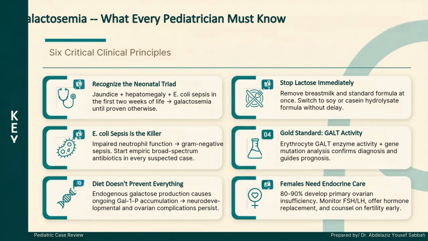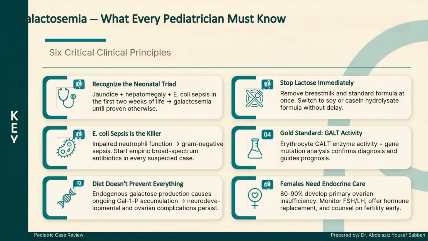1. Recognize the neonatal triad. Jaundice, hepatomegaly, and Escherichia coli sepsis in the first 2 weeks of life mean galactosemia until proven otherwise. 2. Stop lactose immediately. Remove breast milk and standard formula at once and switch to soy or casein hydrolysate formula.